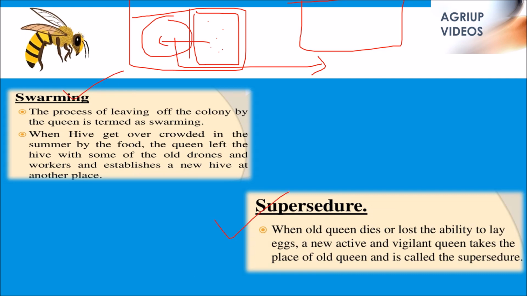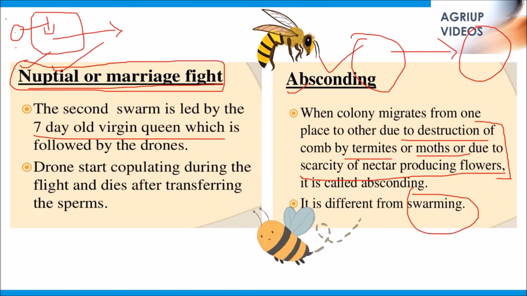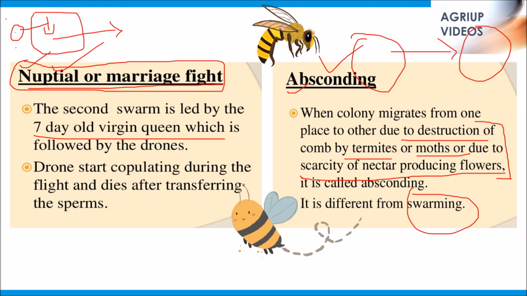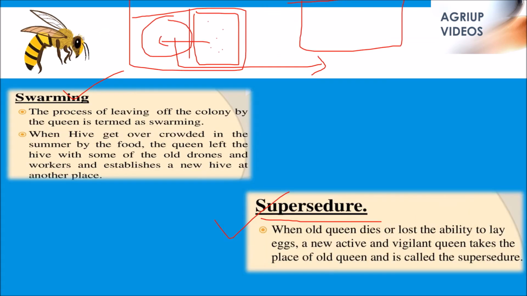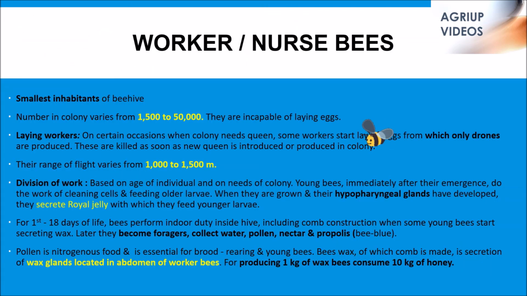And there is one more phenomenon which is called supersedure. What is this? When the old queen dies or loses the ability to lay eggs or lose the queen factor, a new active queen will take the place of that old queen, and that is called supersedure. So these are very important terms if you are going to talk about entomology or honeybees, you should know about them: nuptial flight, absconding, swarming, supersedure.